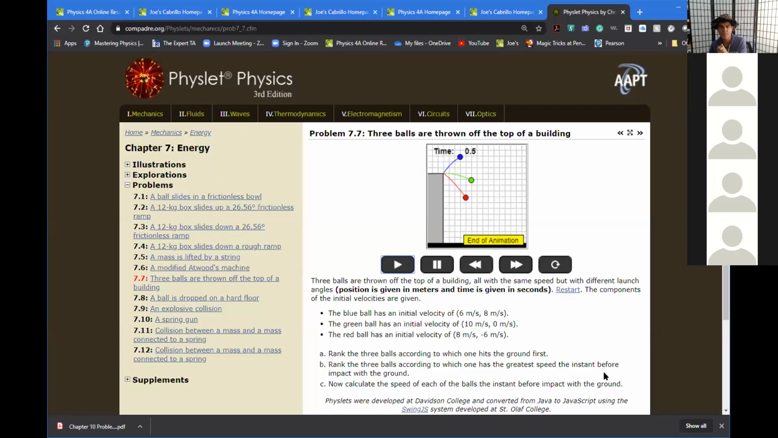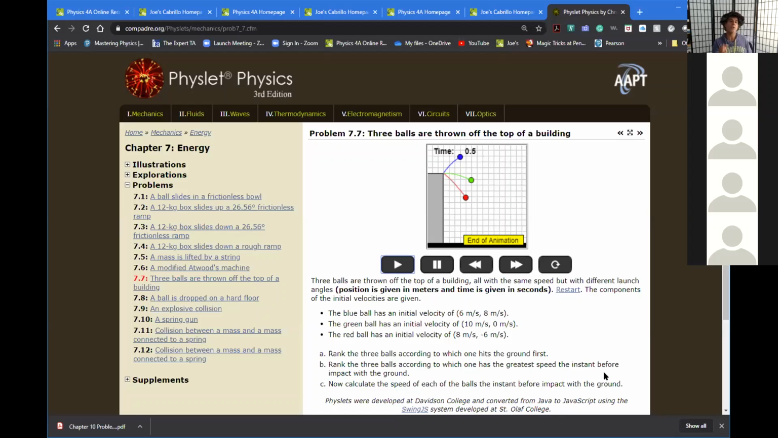So it wants us to use conservation of energy to find the speed of the balls just before they hit the ground. I don't get why we would use conservation of energy and not just the equations that we have, where you break it up into components and find the time.